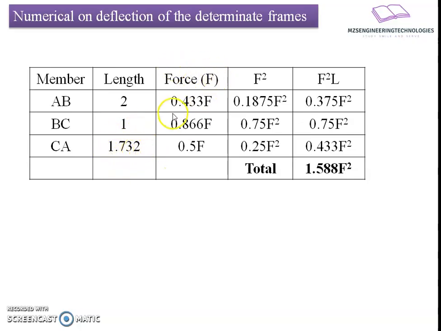After that, we have done force analysis. So 0.433 was the force carried by member AB, 0.866 for member BC, and for member AC it was 0.5. Now I will square these: 0.1875 F square, 0.75 F square, and 0.25 F square. Then the next column is the product of F square into L. So I multiply column 2 with column 4, resulting in 0.375 F square, 0.75 F square, 0.443 F square. The total value is 1.588 F square.